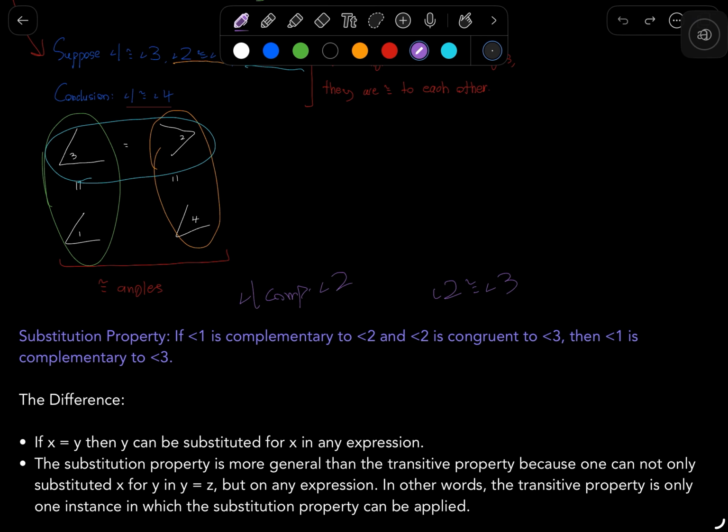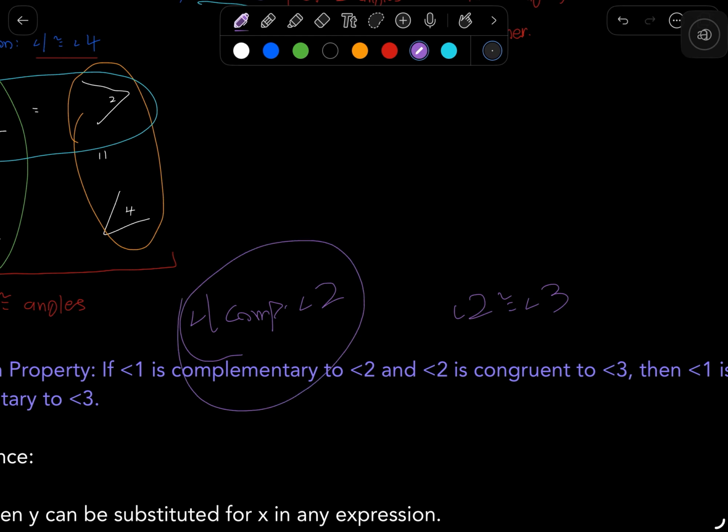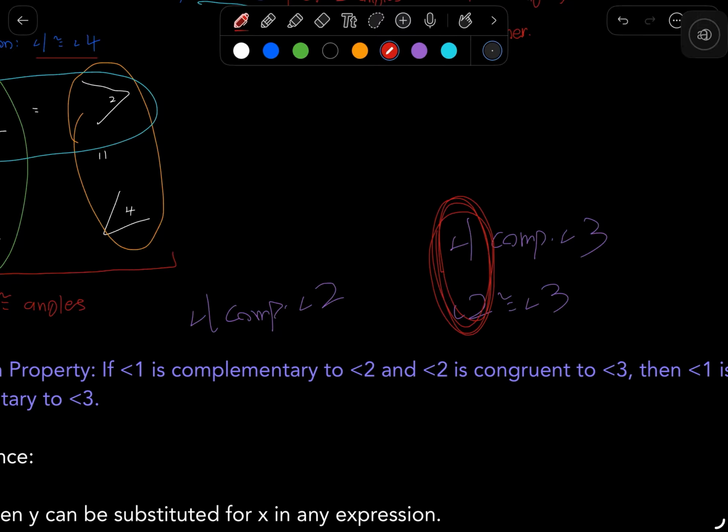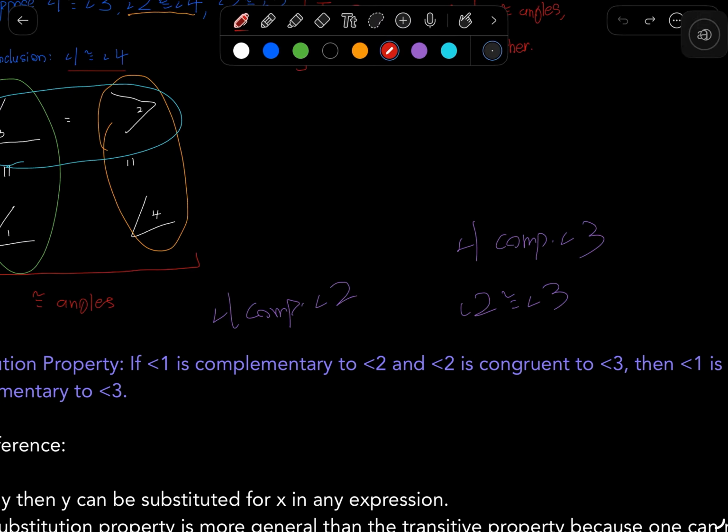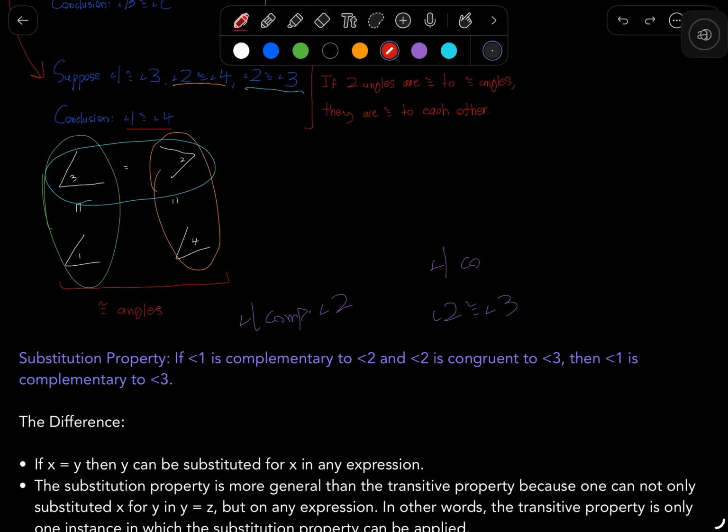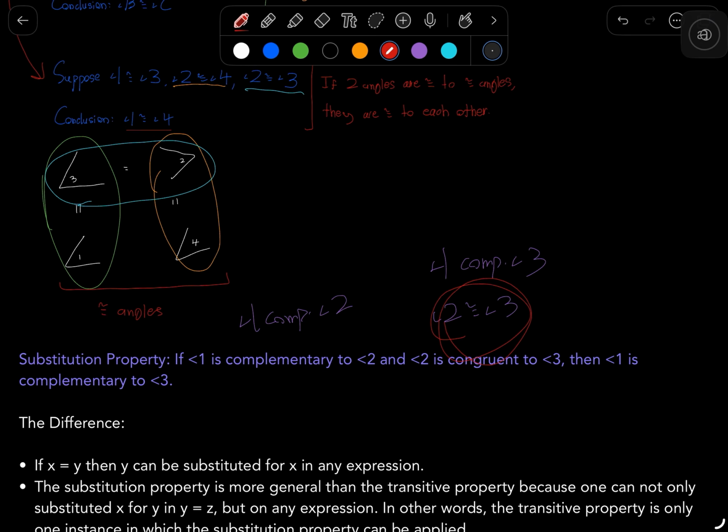We're given that these two angles are equal, and we're given that angle 1 and 2 are complementary. Well, 2 and 1 have the same values, right? Therefore, you can actually say that angle 1 is also complementary to angle 3, because angle 2 and angle 3 have the same value.